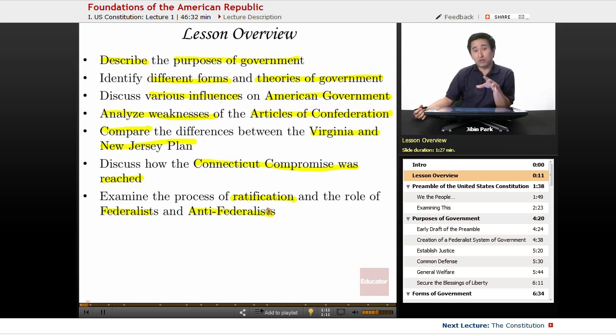So these first two lectures are going to deal with the Constitution. In this first lecture, I'm going to deal a little bit more with the historical side and how the Constitution actually came into being. In the second lecture, we're going to discuss a little bit more about what the principles were in terms of what's actually in the Constitution. Now, there's going to be obviously some overlap, but this would be the beginnings of the founding of the United States of America.